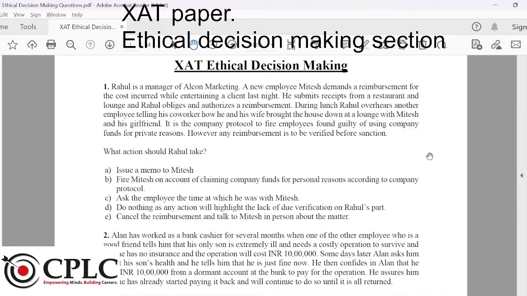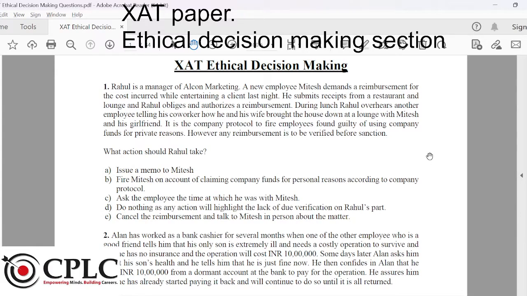D, do nothing as any action will highlight the lack of due verification. Now this is not ethically correct, so this will be eliminated. E, cancel the reimbursement and talk to Mitesh in person about the matter. Now this will be a very harsh decision considering that Rahul only overheard what has happened. So E and A and B will be out of the picture.